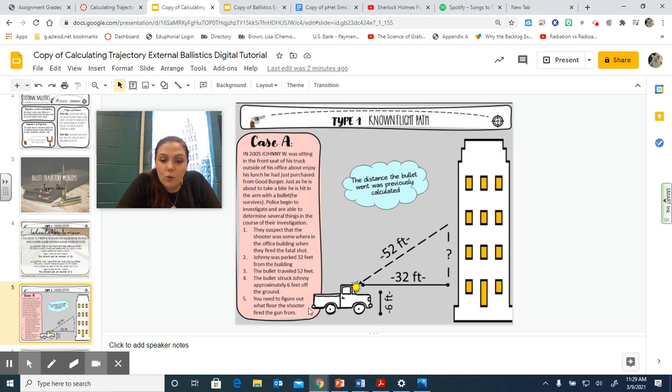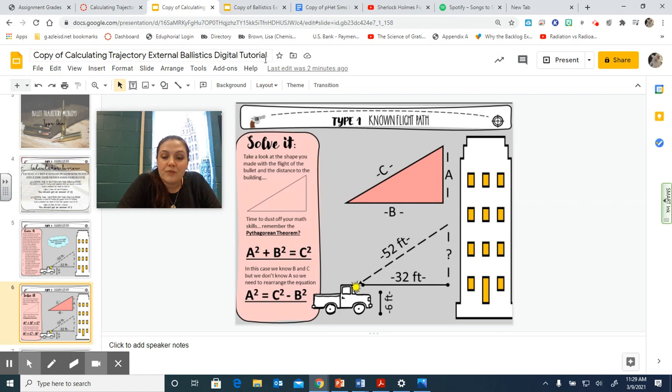You need to figure out what floor the shooter fired from. So basically, the importance of his height here is that when you figure out how high the shooter was, you're going to have to subtract off that 6 feet because he's technically 6 feet off the ground. Okay, so now to solve it. We have our little triangle here. Take a look at the shape you made with the flight of the bullet and the distance of the building, these triangle shapes. Time to dust off your math skills.